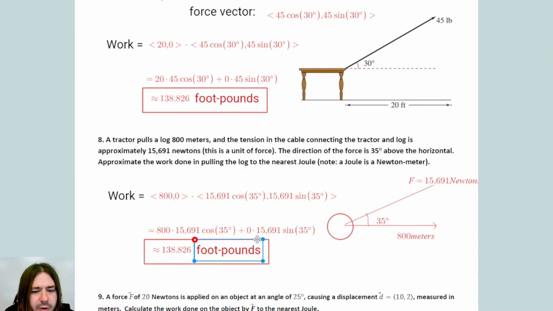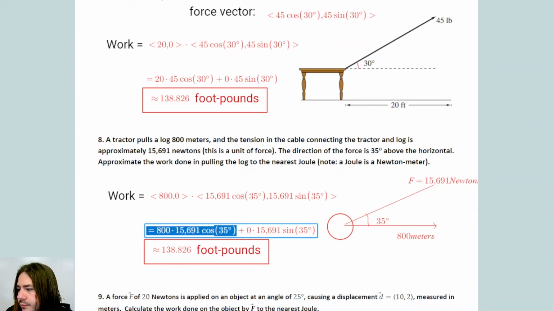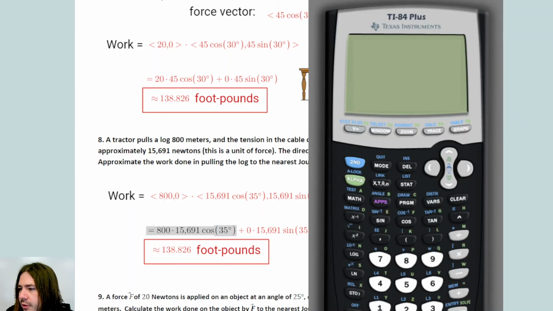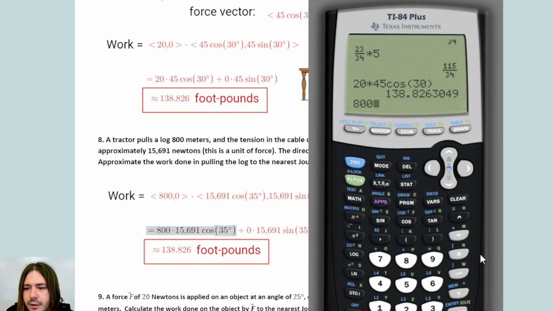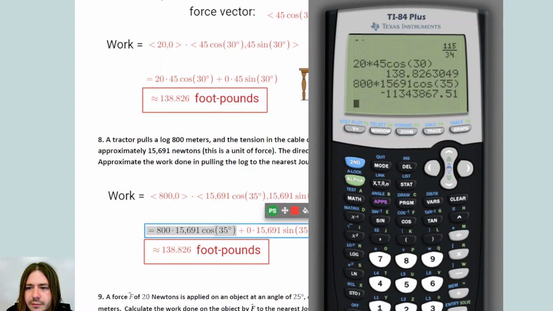So anyway, we're going to type this in the calculator. We don't need to worry about all this. We're just going to type this in. So let's go ahead and do that. Pull up the calculator here. And so I've got 800 times, what is that, 15,691 times the cosine of 35. That doesn't seem right at all.